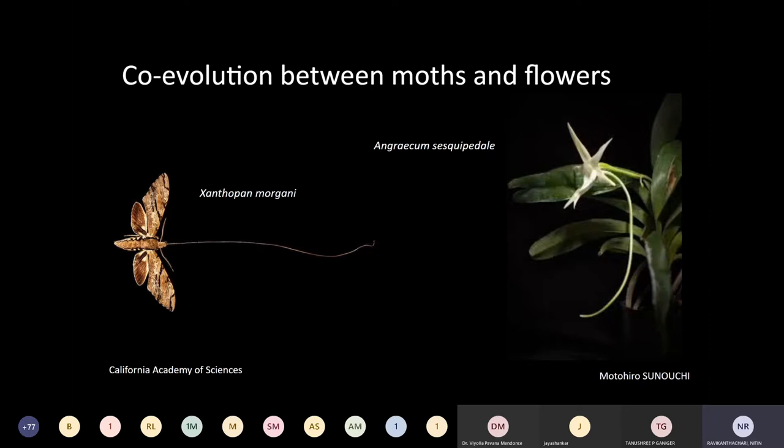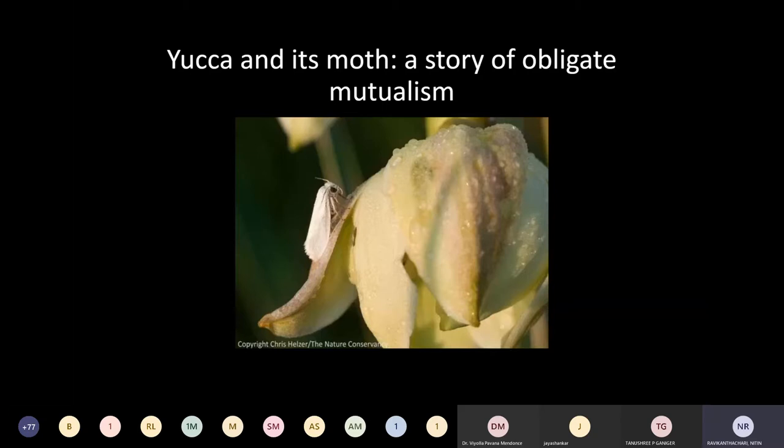There is not a better textbook-level example of coevolution than the Darwin's moth and the star orchid. This is literally the best example one can give, and it comes from a moth. Another thing which has been studied extensively for the past 50 years is the yucca plant and the yucca moth. Yucca is a type of desert plant found all over North America. This moth is an obligate mutualist with the flower. When I say obligate, that means it has no other choice but to depend on the flower.